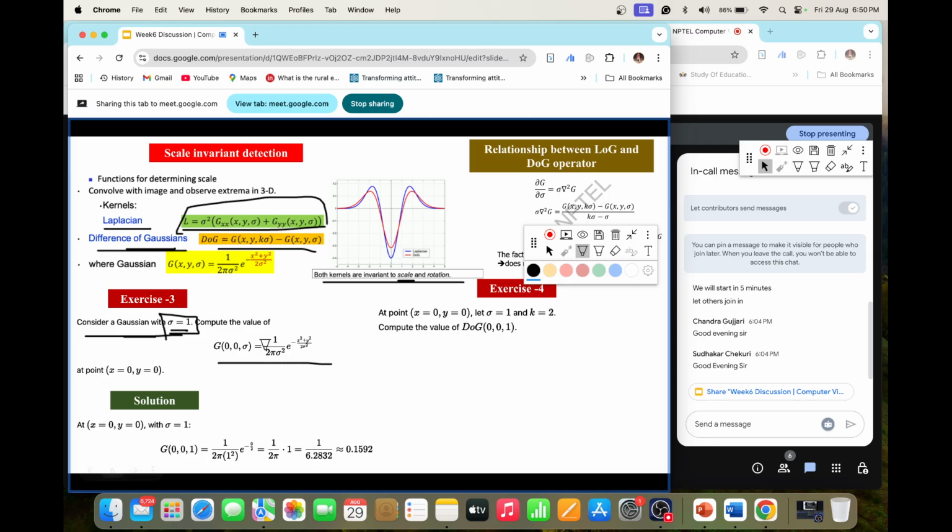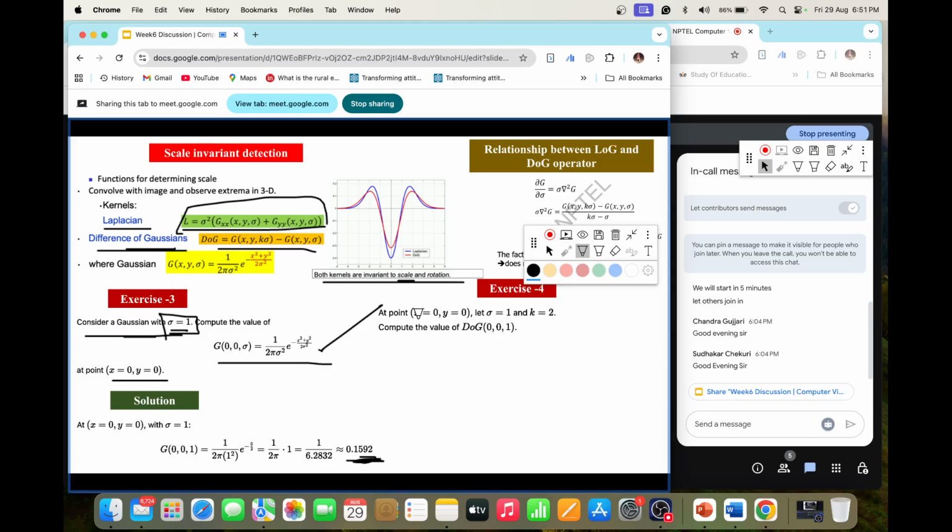And this formula is also given, that is G(x, y, sigma) will be equal to 1 by 2 pi sigma square, e to the power minus (x square plus y square) by 2 sigma square. So that is how we can get the Gaussian kernel of this image point. At point (0, 0) we have to calculate. Very easy, just put x equals 0 and y equals 0 in this formula, and sigma equals 1, because it is given. You can get the Gaussian kernel of this image point, that is 0.1592, it is coming.